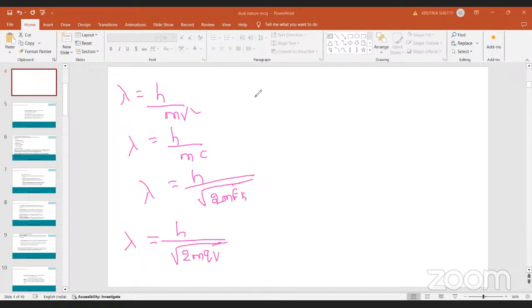So the first expression is in terms of momentum, mass into velocity. The second is in terms of mass and velocity, where the velocity is that of light in vacuum. The third formula is in terms of kinetic energy: lambda is equal to h upon root of 2 m Ek. Similarly, in terms of potential, lambda is equal to h upon root of 2 m q into V. If it is an electron, we can take it as 2 m into e into V, where m is the mass of the electron and e is the charge of the electron. Whatever potential they give you, the lambda value depends on the potential. Because h is constant, 2 is constant, m is constant, e is constant, we can say that lambda is inversely proportional to root of V.